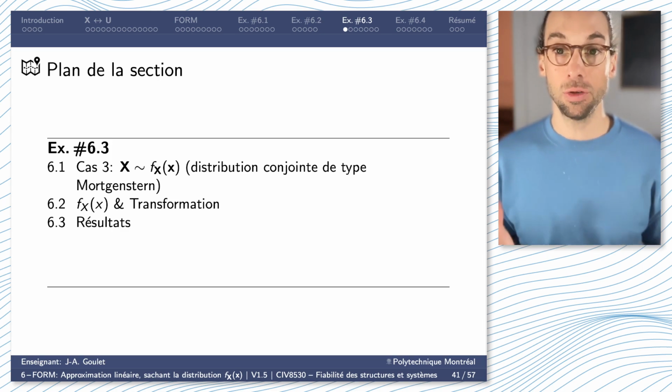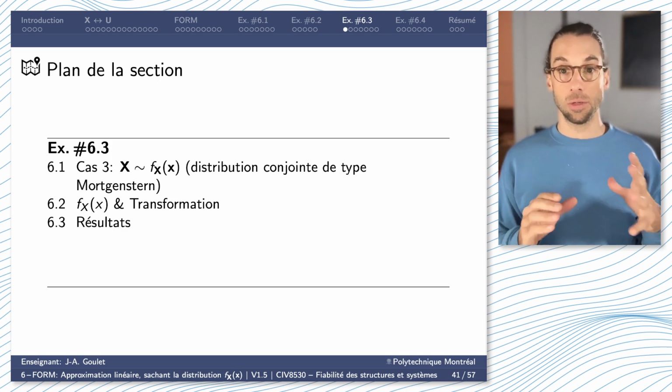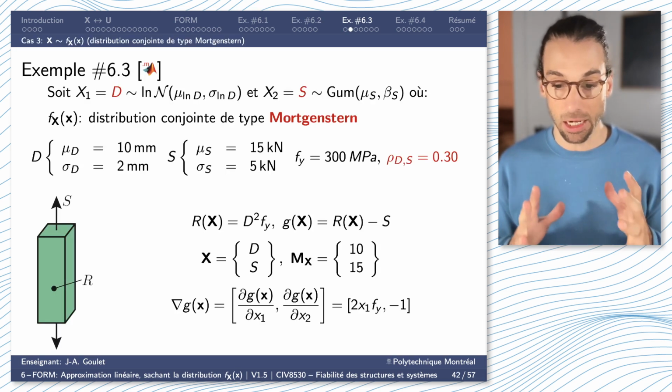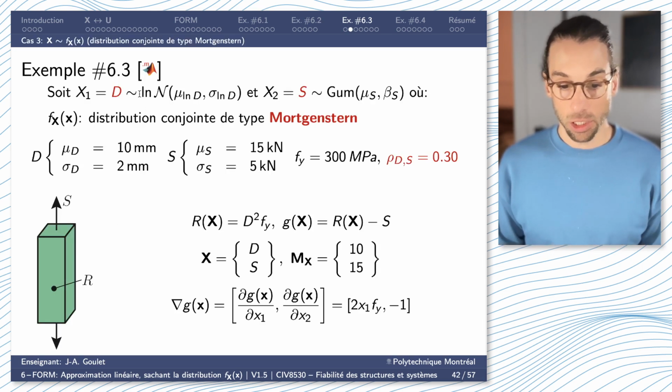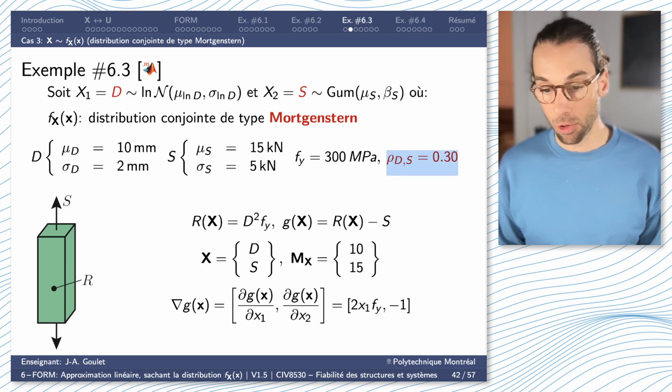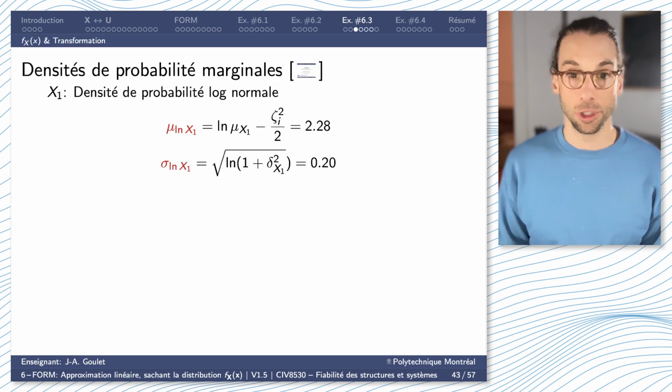Third case: what do we do if we have a joint distribution that is described by a Morgenstern distribution? What are the transformation rule and result? We're going to have, again, the same setup, but now with the lognormal for the dimension and a Gumbel for the solicitation, with a joint Morgenstern distribution with a correlation coefficient of 0.3.